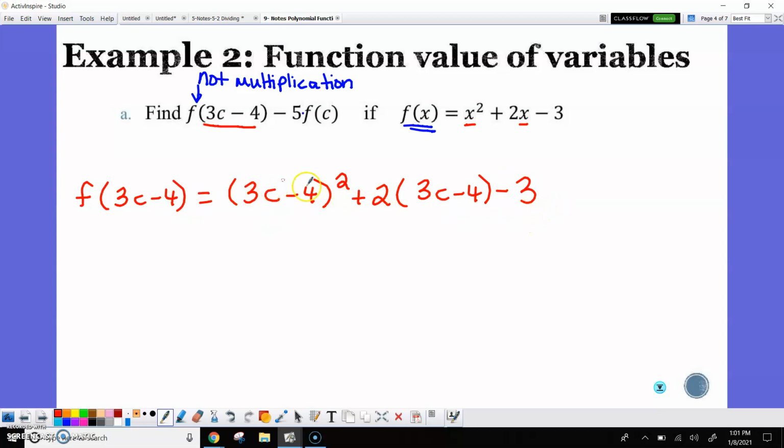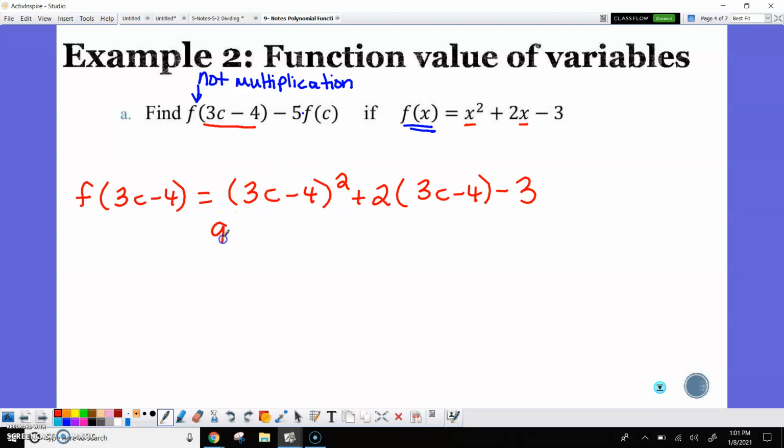So this right here, to square 3c minus 4, this is not a monomial. You need to multiply this times itself. The biggest mistake that people do is they just distribute, and that's not how math works. This is not correct. That is illegal math. What you need to do is square this.